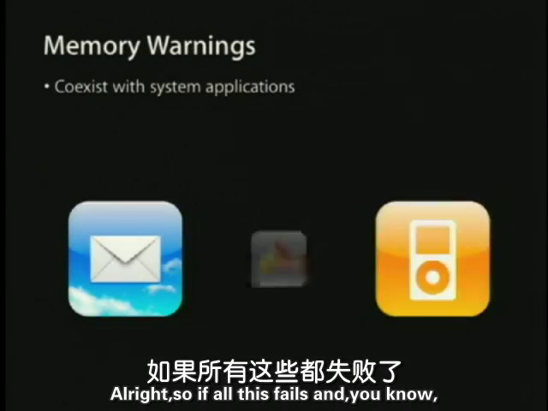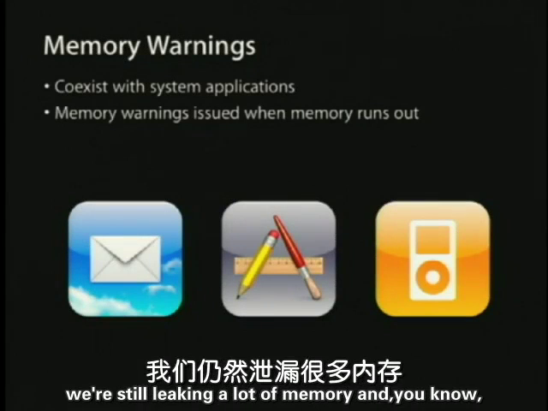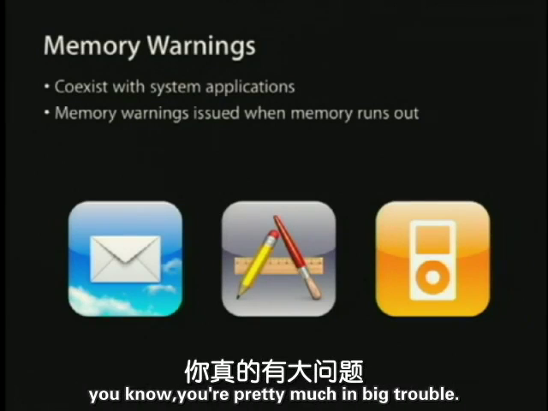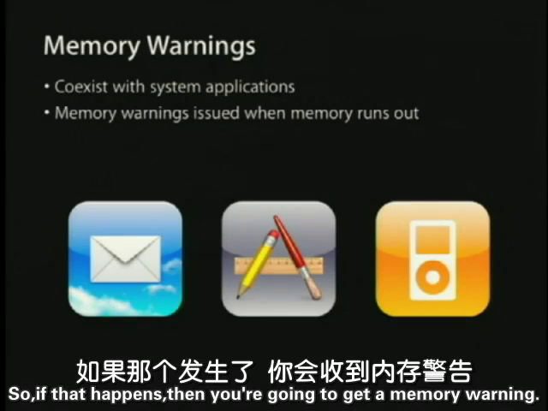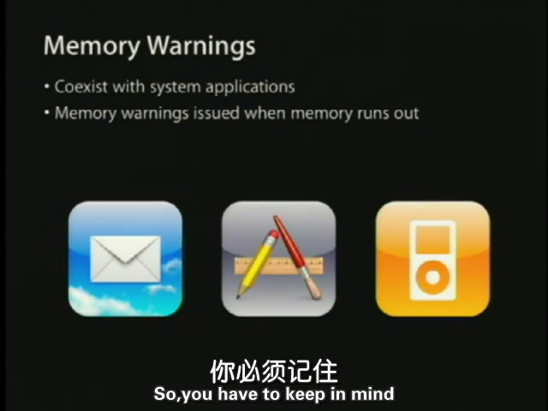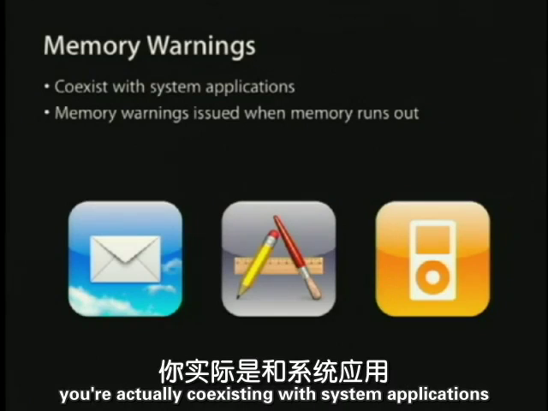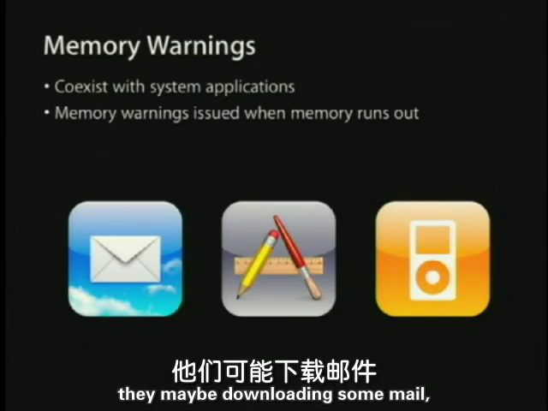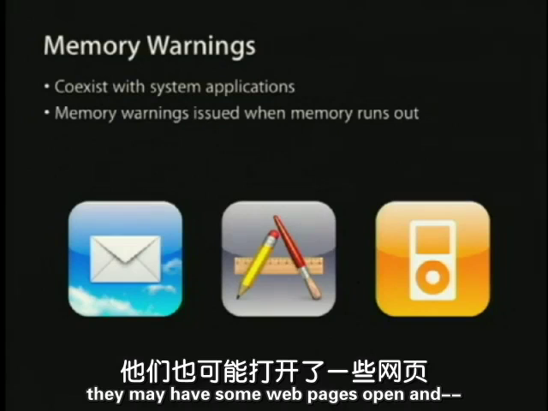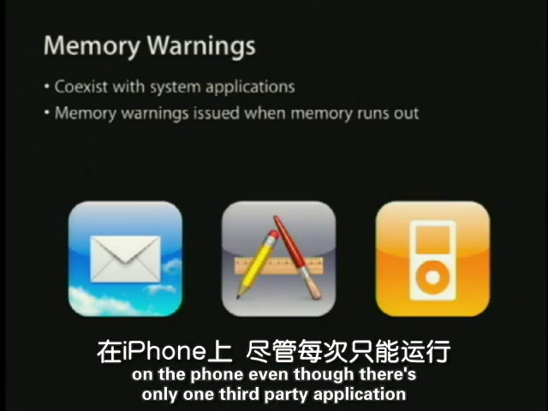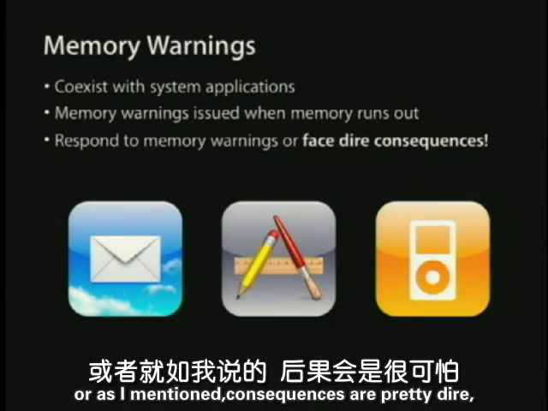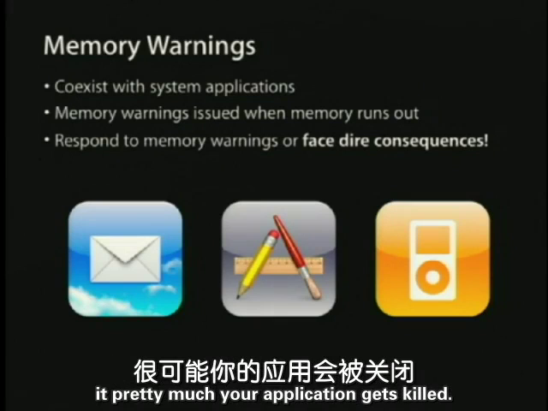All right, so if all this fails and we're still leaking a lot of memory and we've got autorelease pools that are creating 1,300 megabytes worth of stuff, you're pretty much in big trouble. So if that happens, then you're going to get a memory warning. You have to keep in mind that when your application is running, you're actually coexisting with system applications that are running at the same time. The user may be playing audio, they may be downloading some mail, they may have some web pages open, so there are other applications running on the phone, even though there's only one third-party application running at a time. So you do want to respond to these memory warnings, or as I mentioned, consequences are pretty dire. Pretty much your application gets killed.